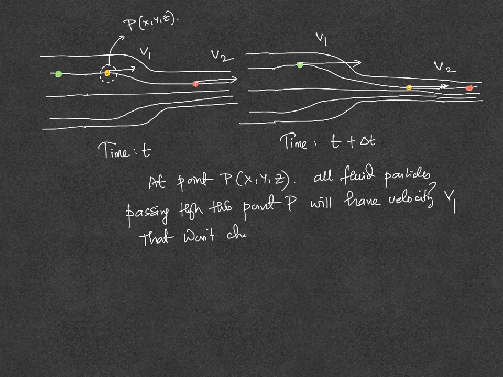That won't change with time. Got the point? That is known as steady flow. Suppose this v1 is 10 and v2 is 20. So it remains the same, 10 and 20, because this is the same point P, x, y, z. Not the same fluid particle, right? Different fluid particles pass through the point P at different times, but the velocity of the fluid particle at point P remains unchanged with time. That is the meaning of steady flow.